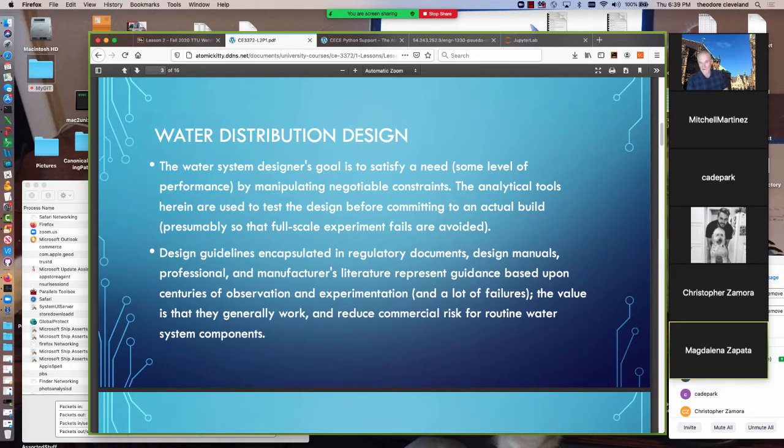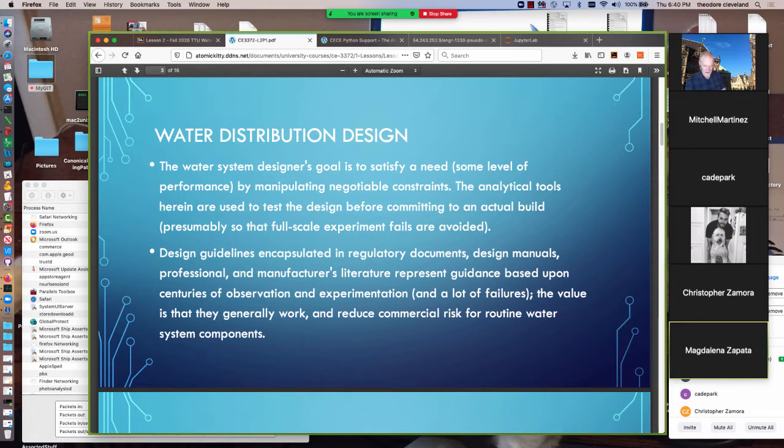Design guidelines that we follow are encapsulated in various regulatory documents. Those are rules we have to follow. Design manuals, like I just showed you an example of, professional literature, manufacturer's literature, and even the academic literature. And all these documents and references represent pretty much centuries of observation, experience, and experimentation, and most likely a whole lot of failures along the way.